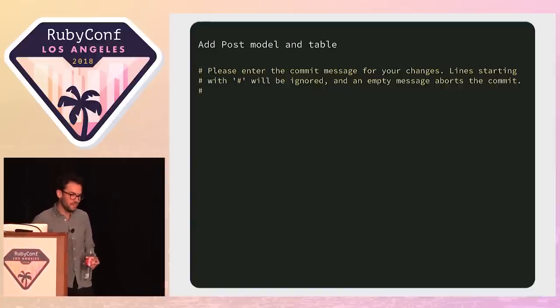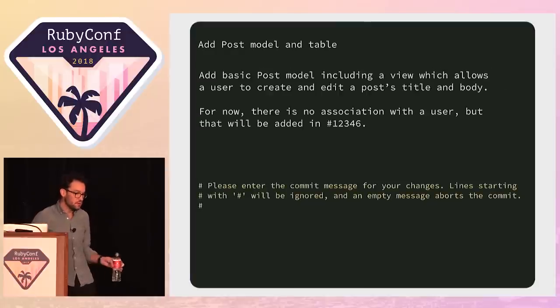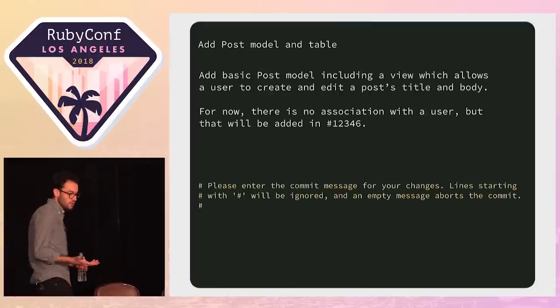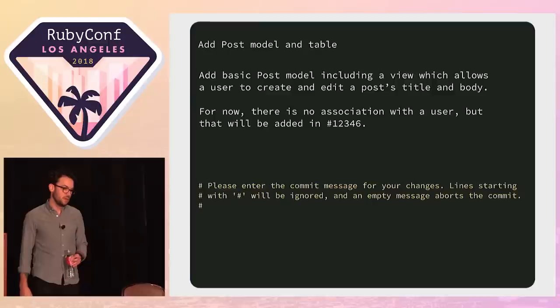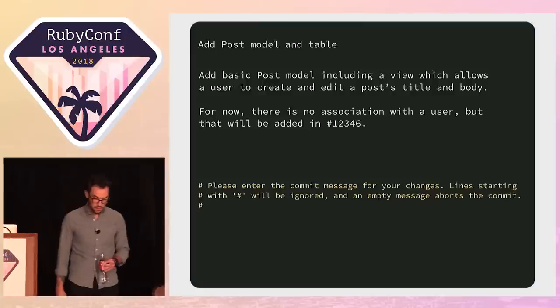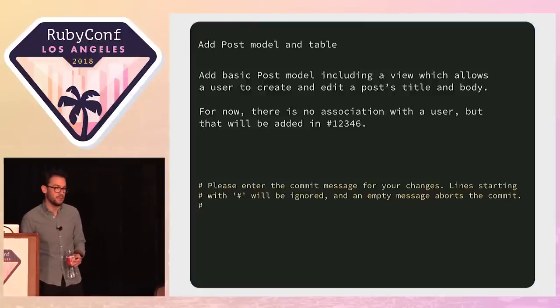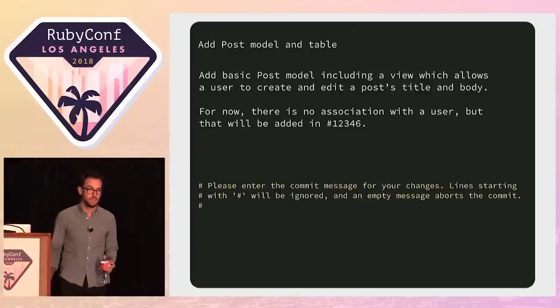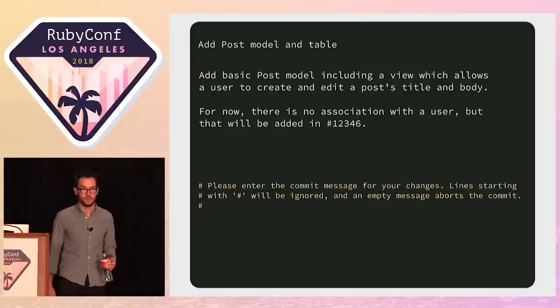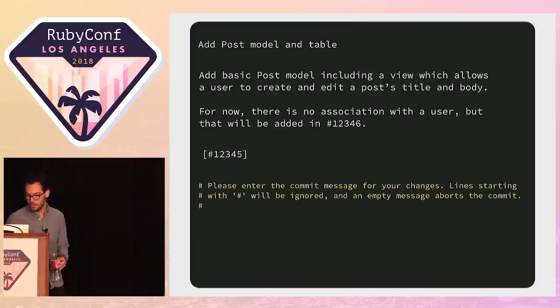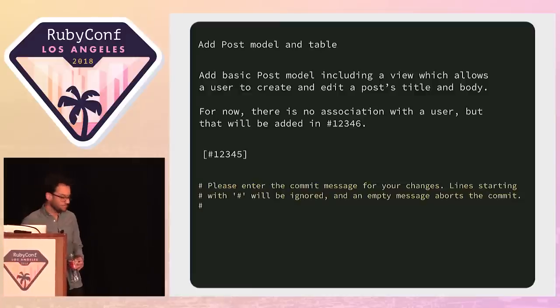So here's just a slightly more descriptive title. I'm not doing too much in this commit. I'm just generating a post model and a table. But there are some details I can add. So I can write a small sentence about it. Maybe I'm not adding too much detail, but I'm highlighting that the posts have a title and body. I'm also calling out that maybe somebody looking at this in the future would wonder why I didn't associate posts with a user. Surely that's something you'd have to have. Well, I can highlight that that's coming in a future story, so don't worry. And then, of course, we have to add our issue tracker.